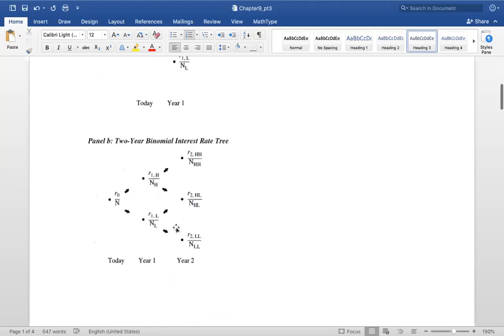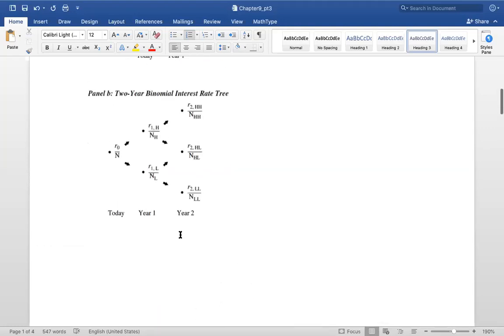If we extend it to 2 years, at each node there can be two paths which interest rate can take. Here it can go up or down. From here it can go up or down. So high after high, high after low, and similarly low after high and then low after low. This is what we represent in an interest rate tree.